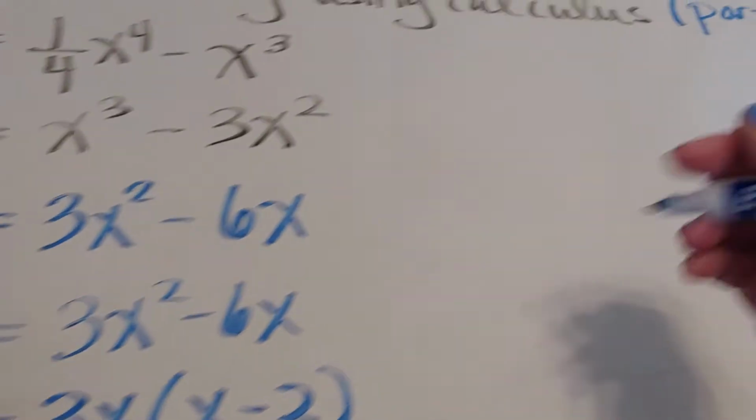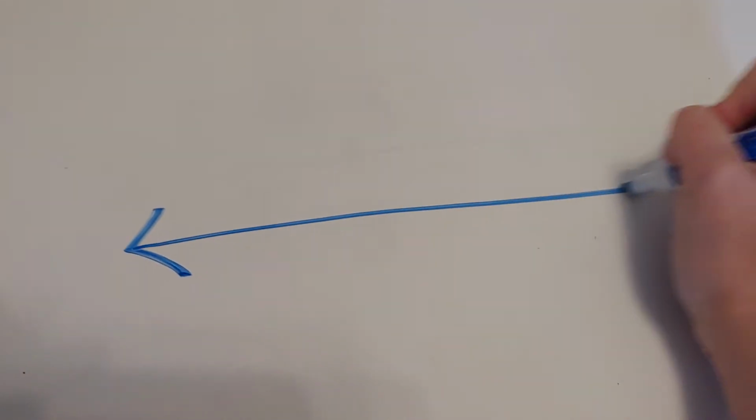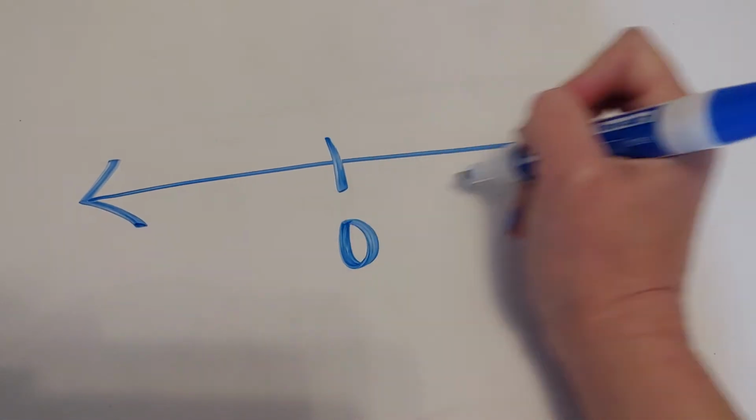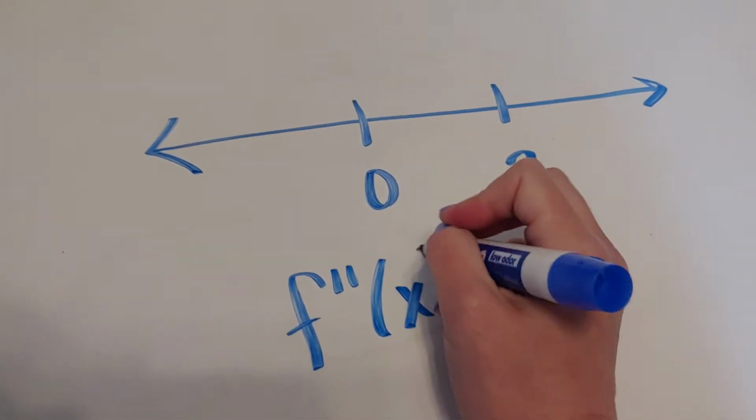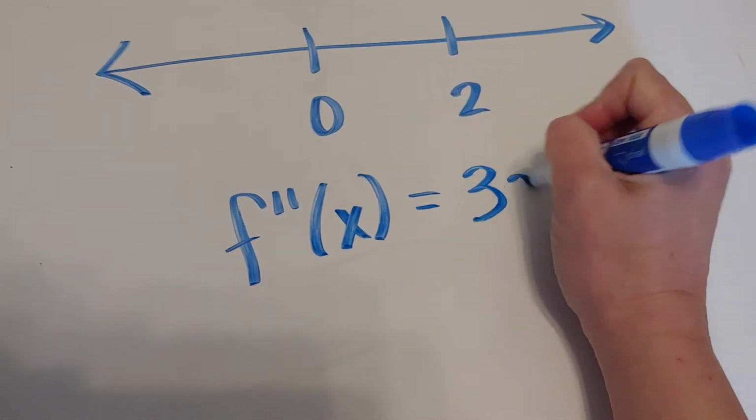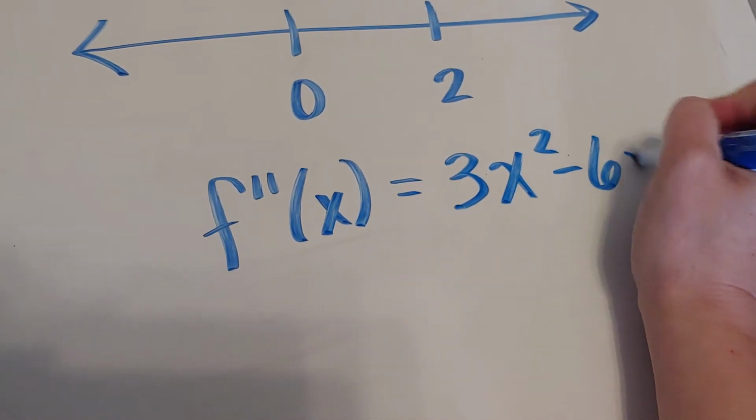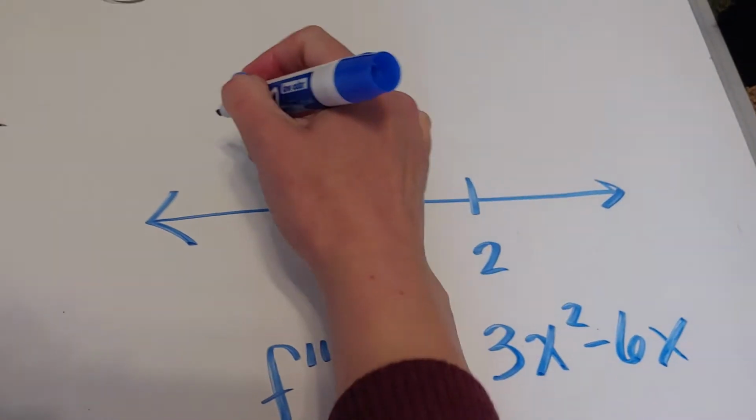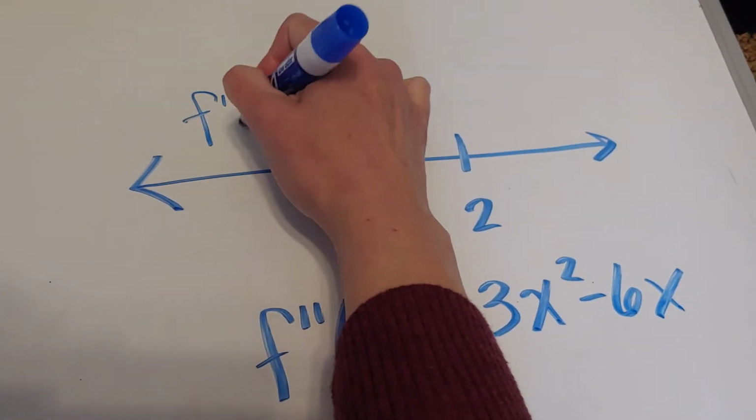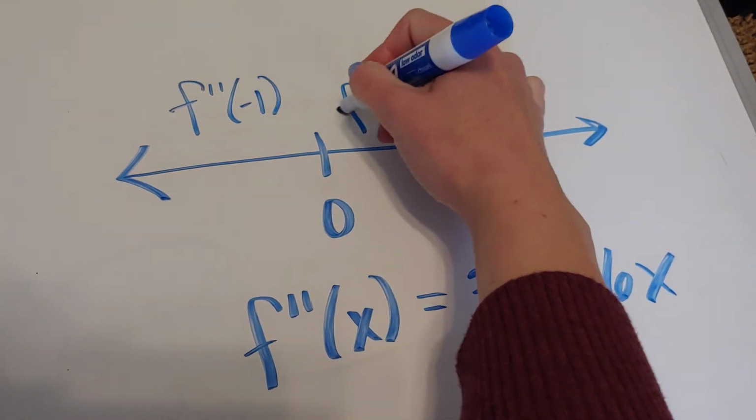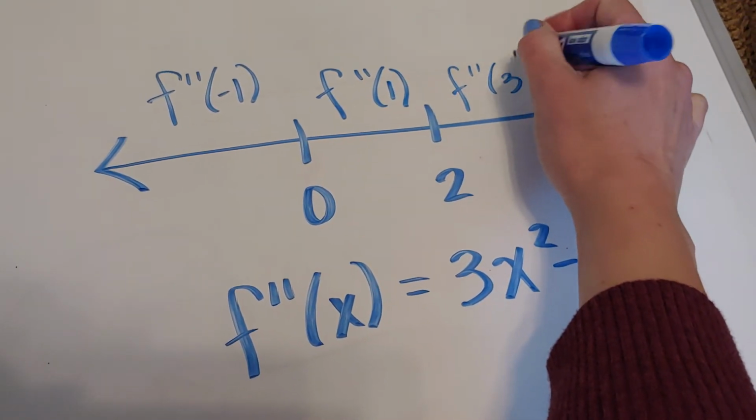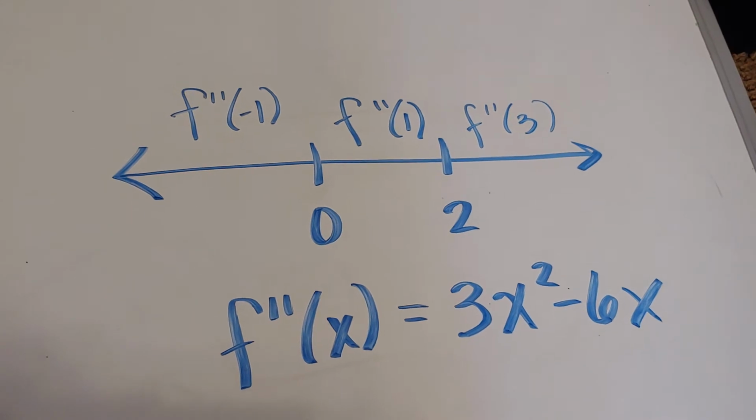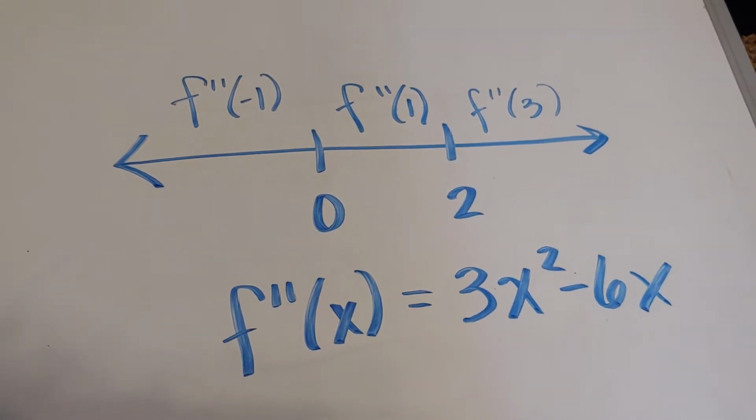So let's see what we've got going on. I've got 0 and 2. And my second derivative, if I go back and grab it, was 3x squared minus 6x. Okay, so I want to plug in -1, I want to plug in 1, and I want to plug in 3. So I'm just choosing any number that lives between 0 and 2 and on either side of it.